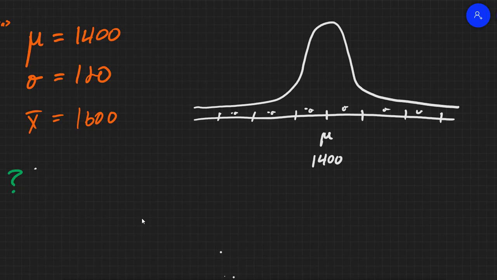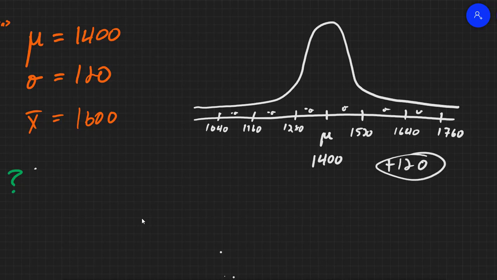So 1,400 plus 120 is 1,520 here, 1,640, 1,760, and we can do this in reverse, obviously. 1,280, 1,160, and off on the side is 1,040. So every sigma, I'm adding 120 pounds when I go to the right, and on the sigmas on the left, I'm subtracting 120 pounds when I come left. Okay, and that's how I get my sigmas. That's how we build a normal distribution, and that's where we are.